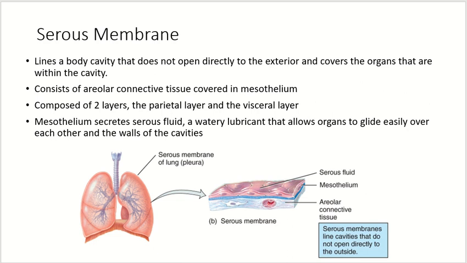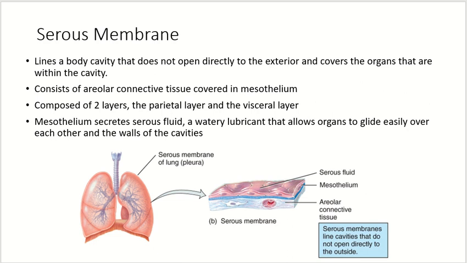Serous membranes are composed of two layers: the parietal layer and the visceral layer. Remember, the visceral layer of the serous membrane is the layer that comes into contact with the viscera, or the actual organs, while the parietal layer is the outermost layer. That mesothelium that we mentioned before is an additional layer of cells, and this is responsible for secreting serous fluid.